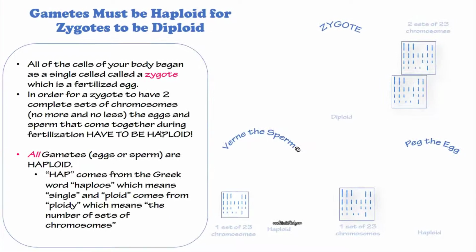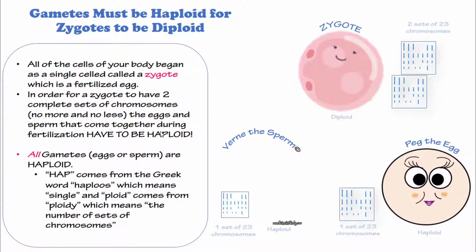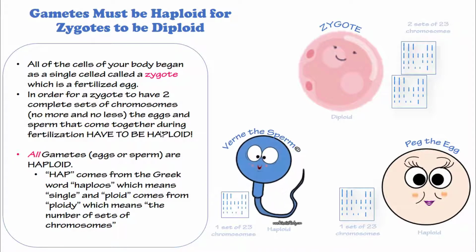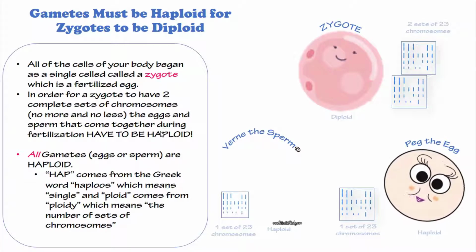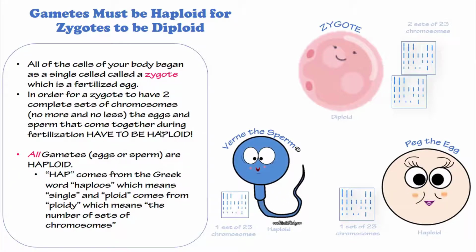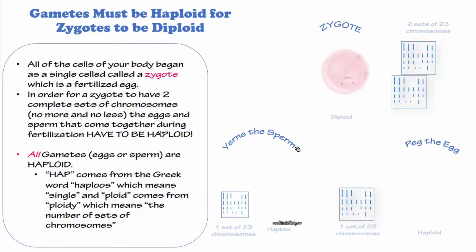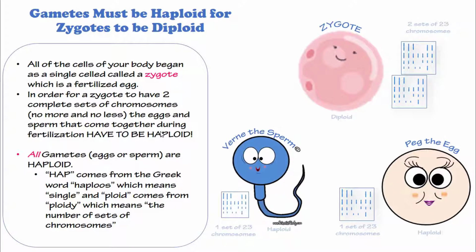Gametes must be haploid for zygotes to be diploid. All of the cells of your body began as a single fertilized egg called a zygote. In order for a zygote to have two complete sets of chromosomes, no more and no less, the eggs and sperm that come together during fertilization have to be haploid. All gametes, eggs or sperm, are haploid. The word haploid comes from the Greek word haplous, which means single, and ploid comes from the word ploidy, which means the number of sets of chromosomes.